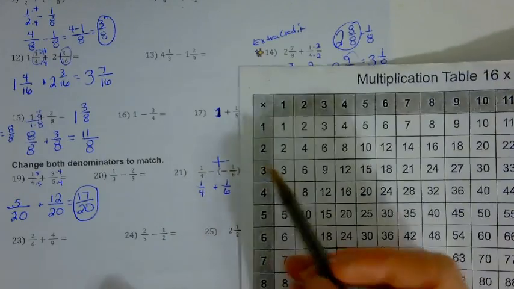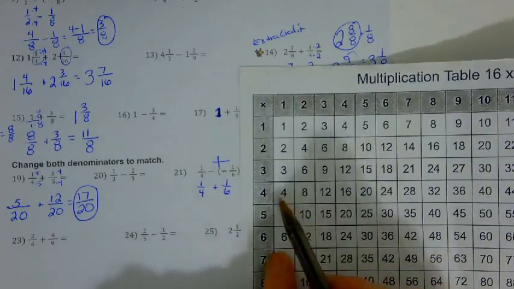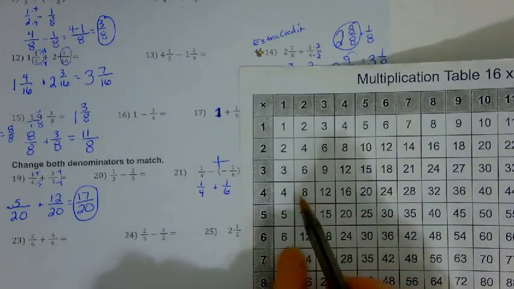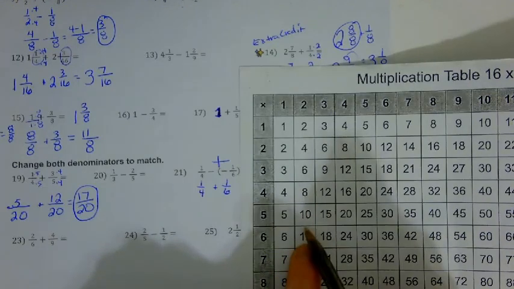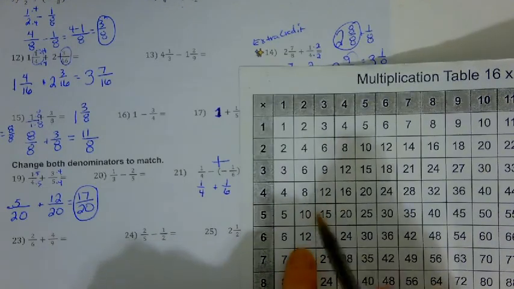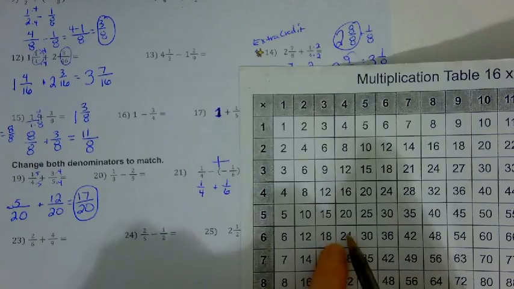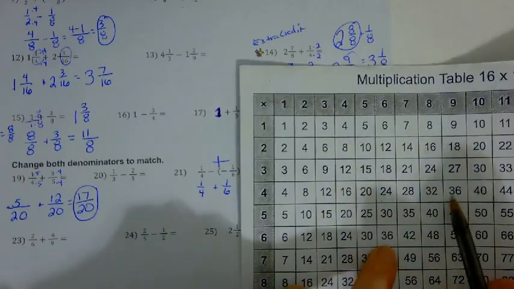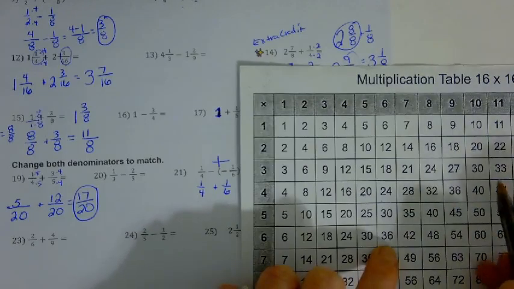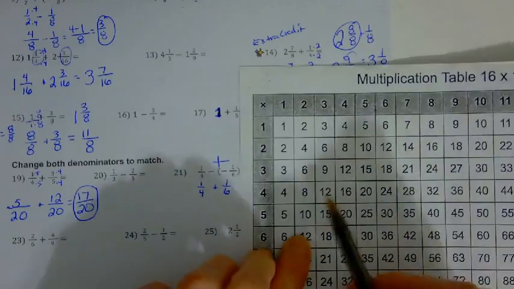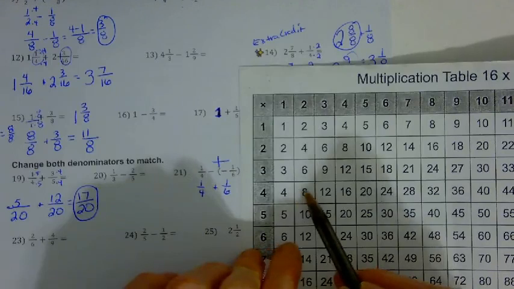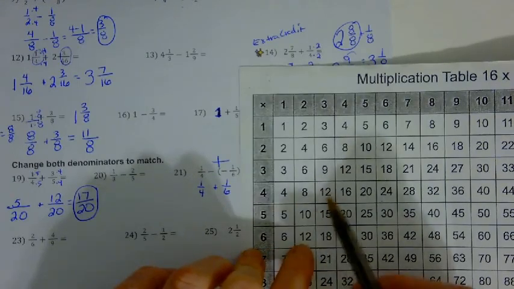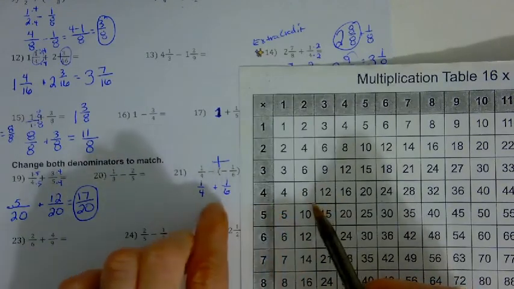Well, let's look. 4 and 6. Look, I see a common multiple, 12 and 12. It's the least common multiple. There's more. There's 24. There's 36. They share 36. They share some more over here. But right now we're looking for the smallest one. And the smallest one they share is the 12. So I can change fourths into 12ths and 6 into 12ths.